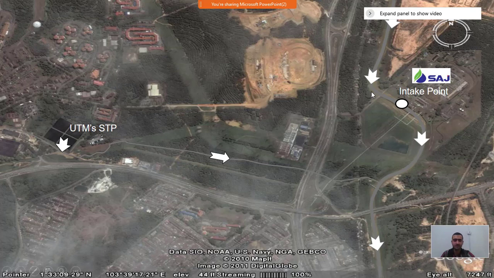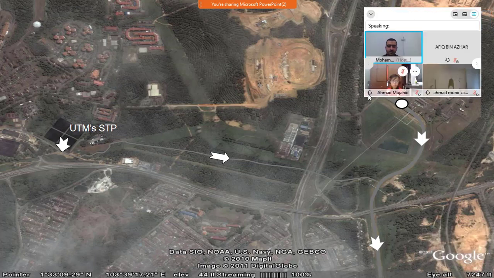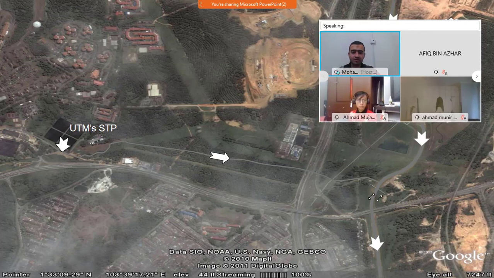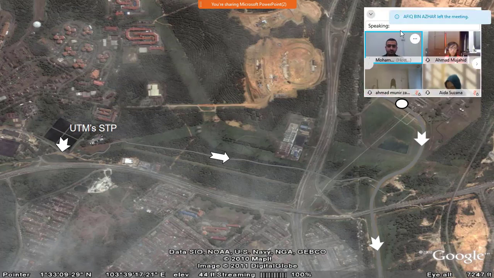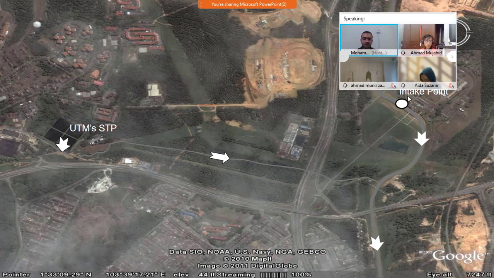It means that the intake point comes before the discharge point. Okay, any question until now? I hope everyone can understand and there is no problem. So this is the intake point and this is the discharge point, as we can see here.